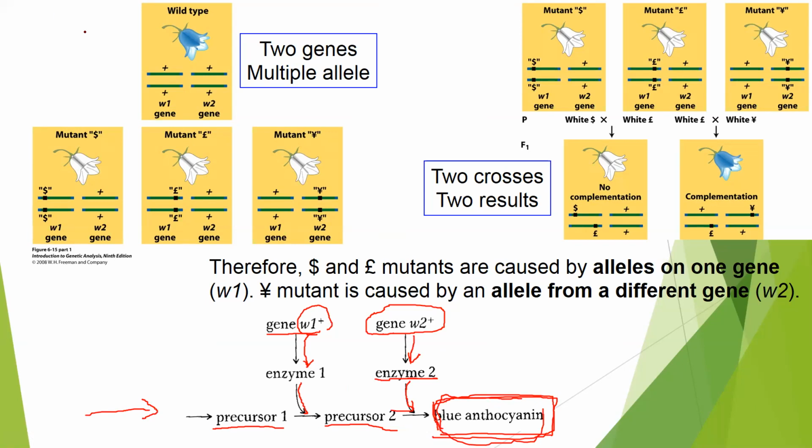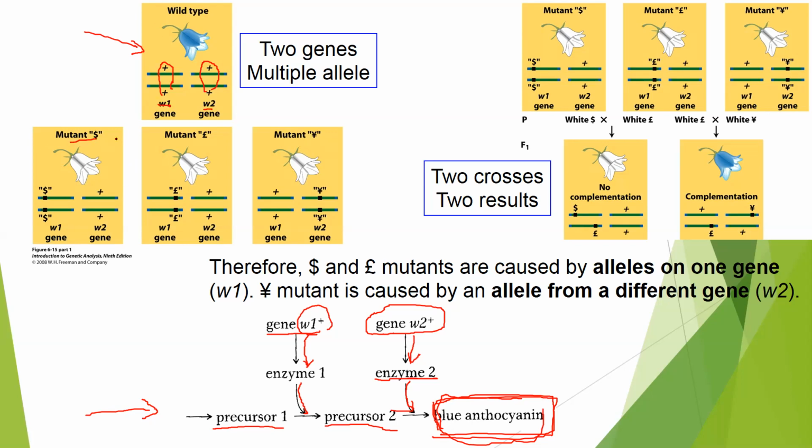Okay, now look at here. So this is the wild type. We have 2 genes, right? And each gene has two copies. So in the wild type, both genes have the wild type alleles, W1 and W2. All right. Okay, so this is the wild type.